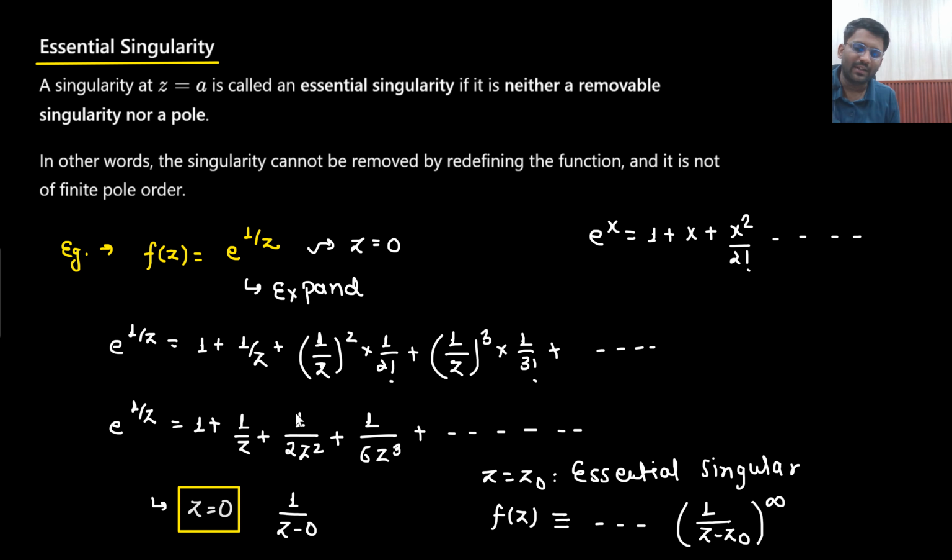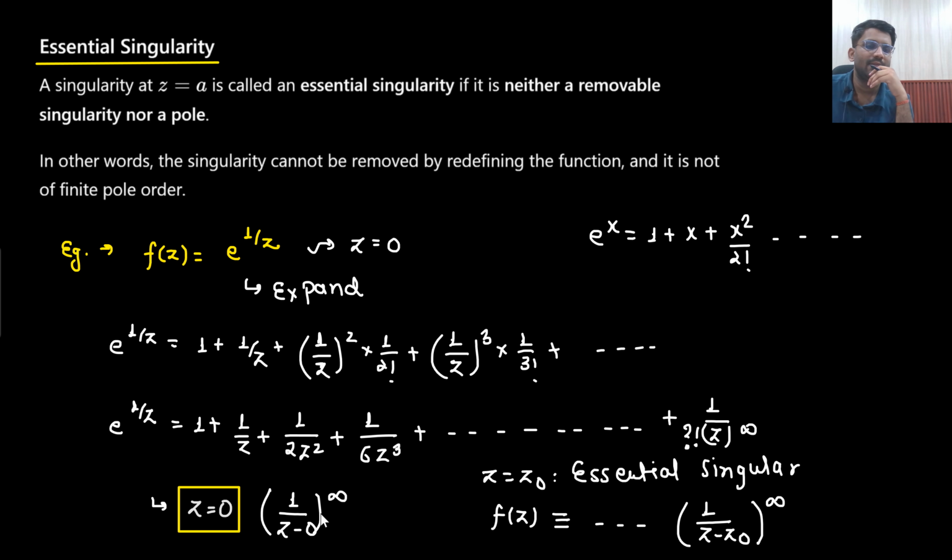So here you see, 1 by z plus 1 by 2z square plus 1 by 6z cube, then 1 by 24z to the power 4 and so on. Similarly it will come out to be 1 by z to the power infinity, because it will be extended till infinity, and there will be some factor there that I don't know. So 1 by z, this power will be extended till infinity.